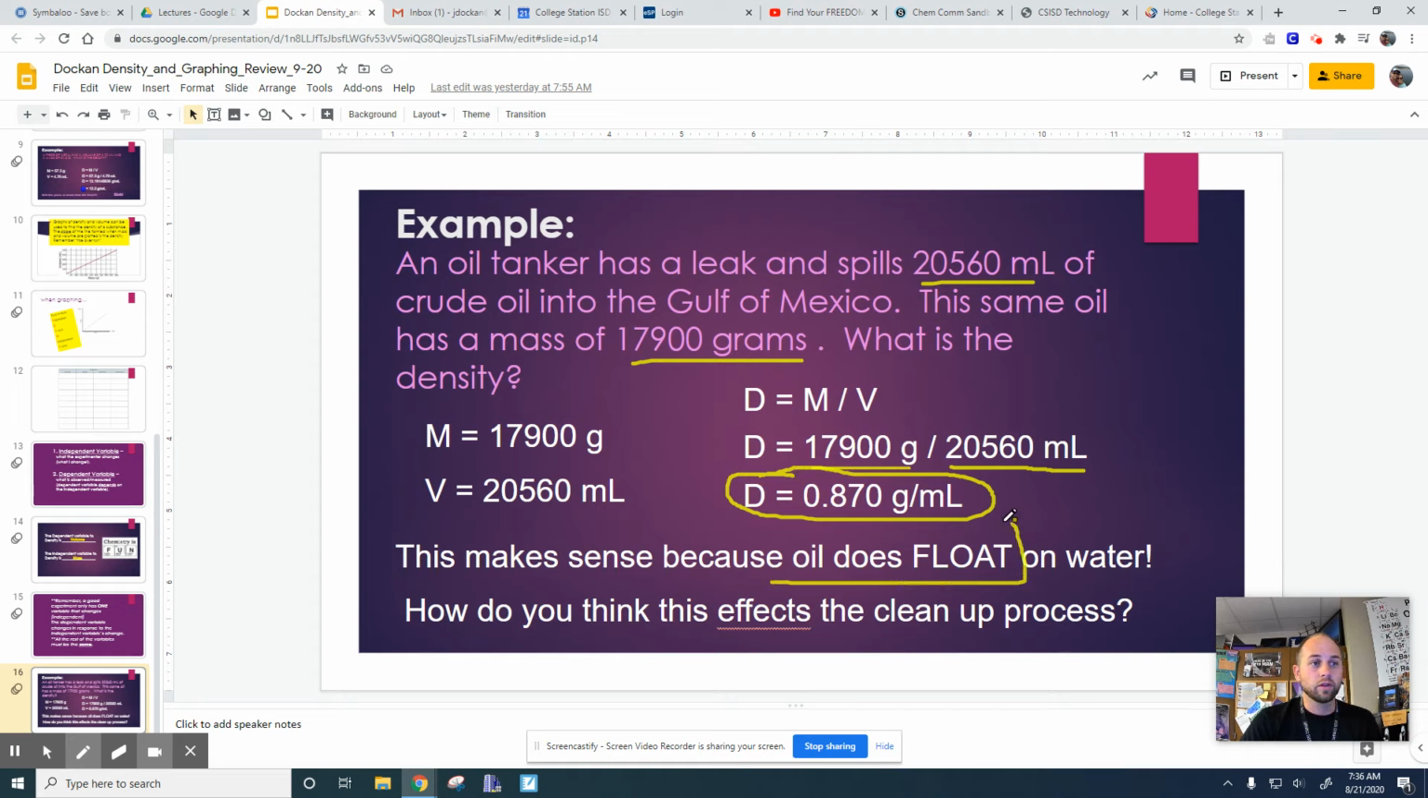Oil floats on water. So does it make sense that the density is less than 1? Yeah, density less than 1, it's going to float, just like the Diet Coke. So how do you think this affects the cleanup process? What if oil sank to the bottom? It would probably be really hard to clean up. We can't really just go to the bottom of the ocean every time we want to clean up something. So because oil floats, it's actually a good quality, so we can clean it up better.